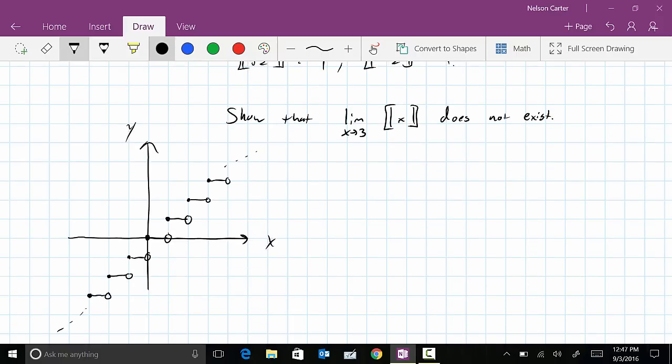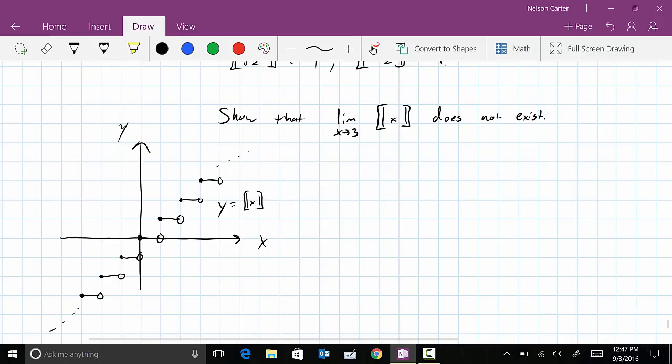Okay. And so remember, this is the function, the greatest integer of x. This is what it looks like. All right, we have to show that this limit does not exist. You can tell it does not exist very easily by looking at the graph. This is 1, this is 2, this is x is equal to 3. You can see if we approach on the graph from the left, we're going to get 2. From the right, we're going to get 3. 2 doesn't equal 3, therefore the limit doesn't exist. Let's show that algebraically, though.